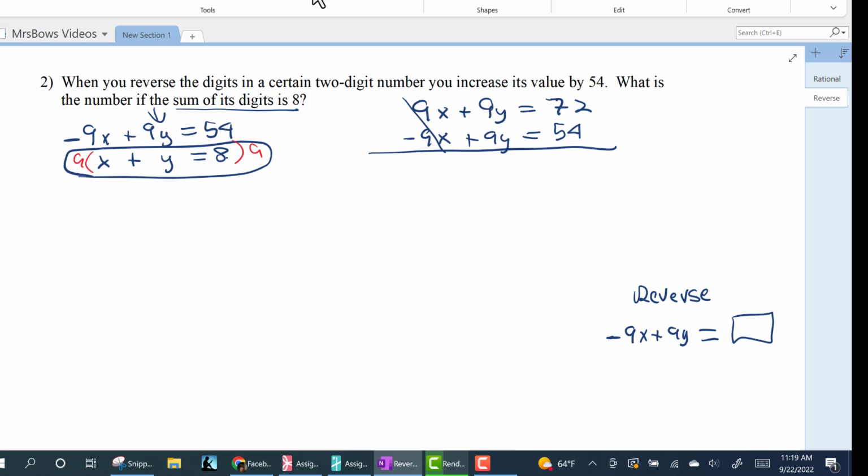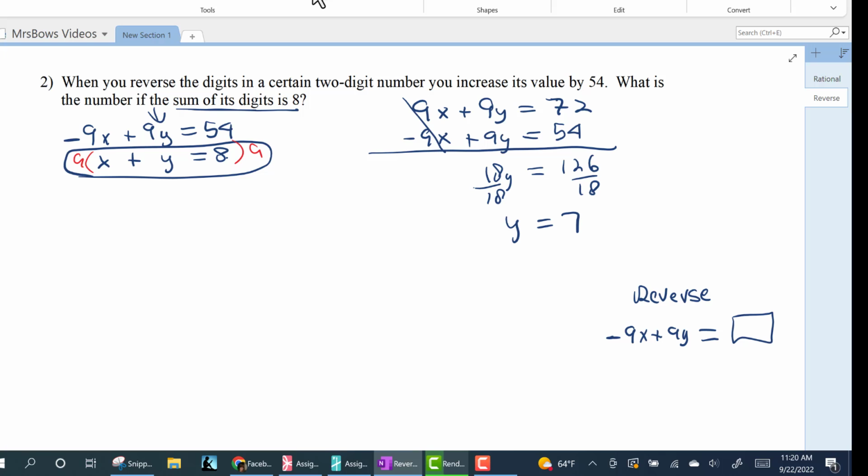So 9y plus 9y is 18y. And then 72 plus 54, well, 4 plus 2 is 6. 70 plus 50 is 120. Oh, goodness. I did not bring my... oh, here. I do have a calculator. I could also do long division. 126 divided by 18 is 7. So when you divide both sides by 18, y is equal to 7.